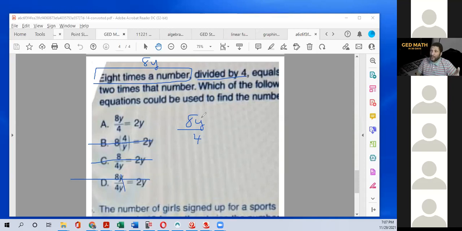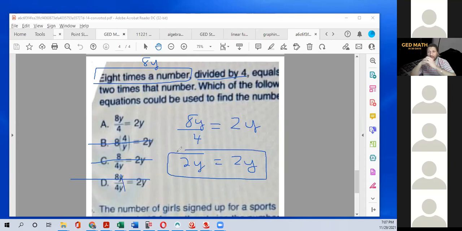But let's finish it. Equals 2 times that number, 2y. Let's simplify it. 8 divided by 4 is 2. So 2y equals 2y. You get the same thing on both sides of the equal sign. Now you know you're good.